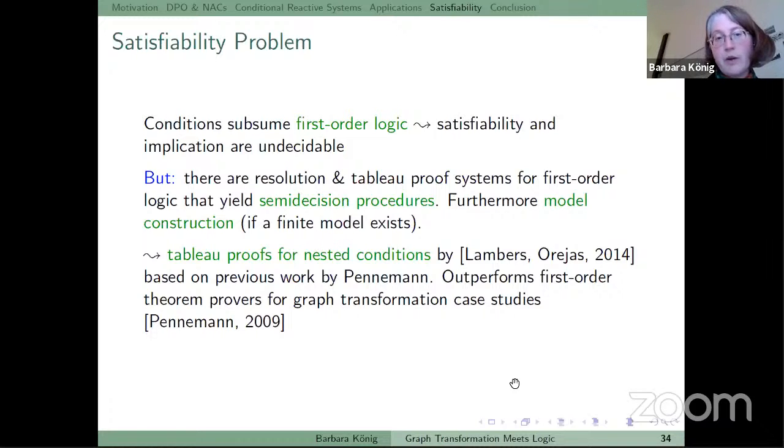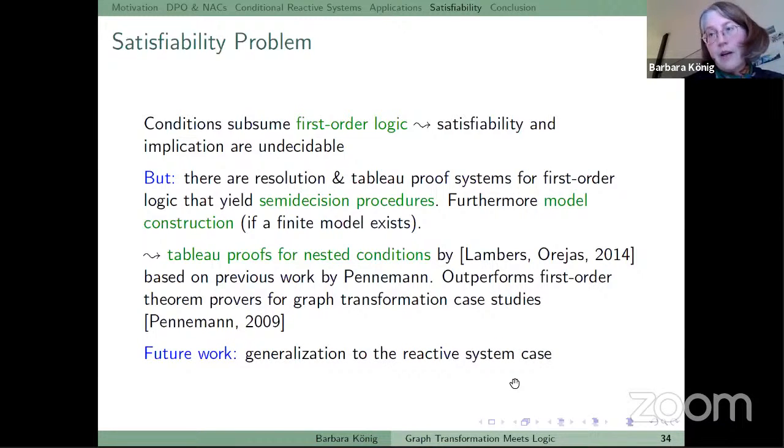exists. And there's very nice work by Lene and Fernando, who introduced a tableau proof for nested conditions based on previous work by Pennemann. And Karl-Heinz Pennemann also showed that actually for graph transformation case studies, there is a gain in efficiency. So it is useful to do special purpose theorem provers as opposed to using generic first order theorem provers. And our idea is also to generalize this to the reactive system case, which we haven't done yet.